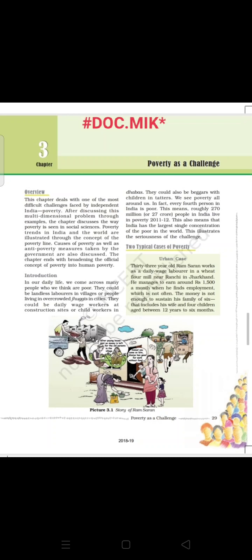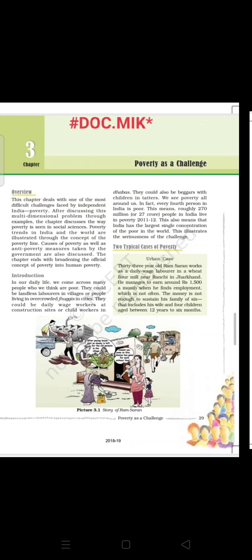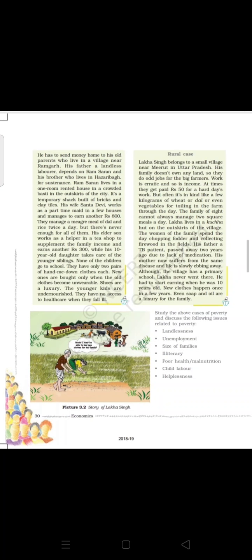Urban case. 30-year-old Ram Saran works as a daily wage laborer in the wheat flour mill near Ranchi in Jharkhand. He manages to earn around rupees 1500 a month when he finds employment, which is not often. The money is not enough to sustain his family of six. That includes his wife and four children aged between 12 to 6 months. He has to send money home to his old parents who live in a village near Ramgarh. His father, a landless laborer, depends on Ramsaran and his brother who lives in Hazaribagh for sustenance.